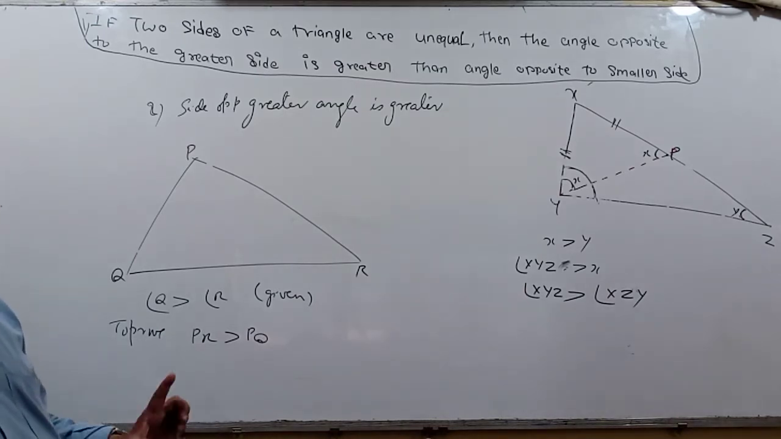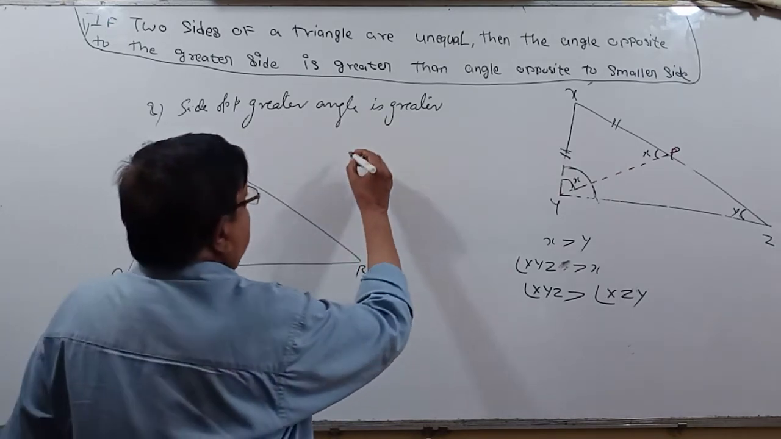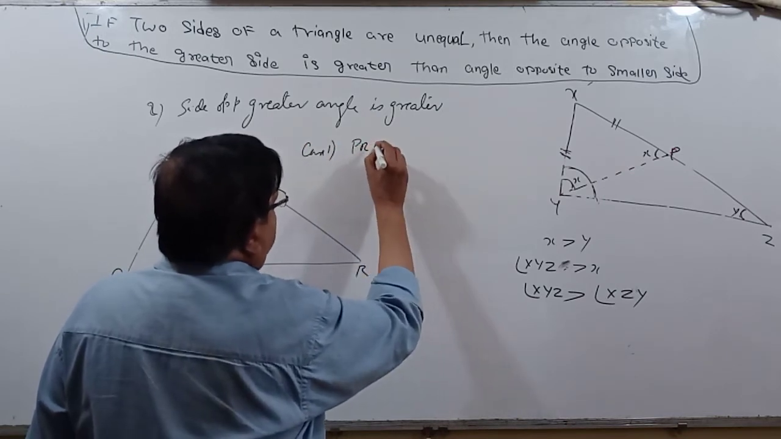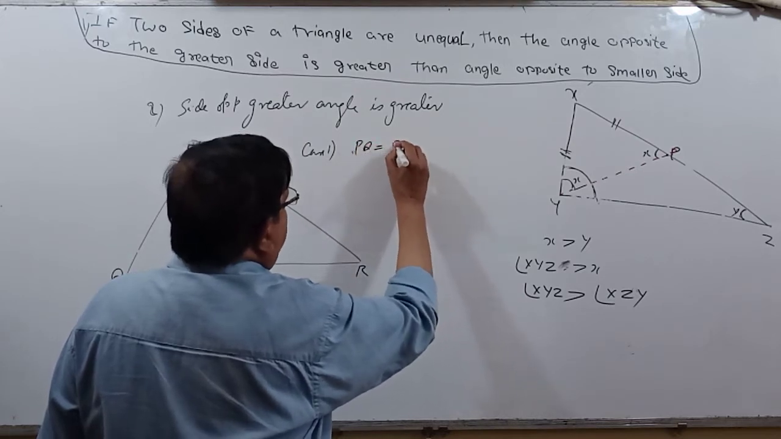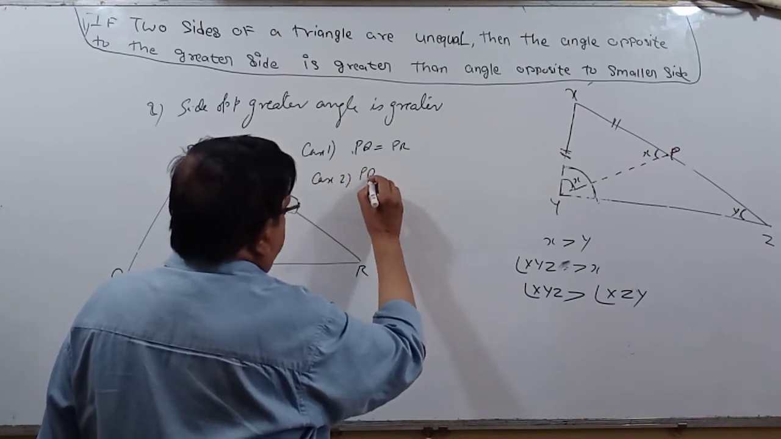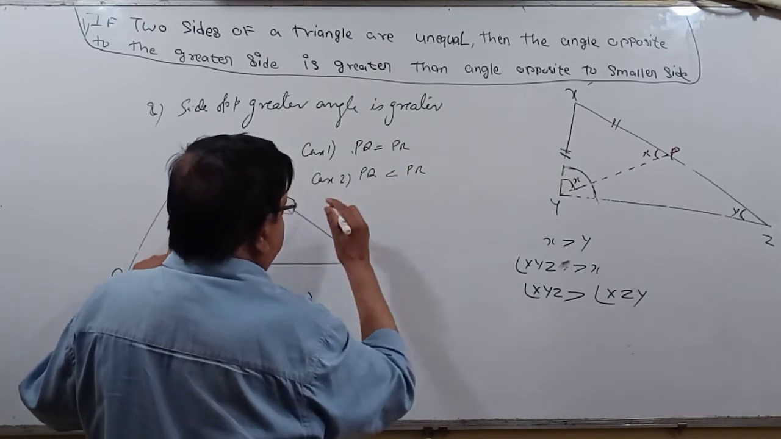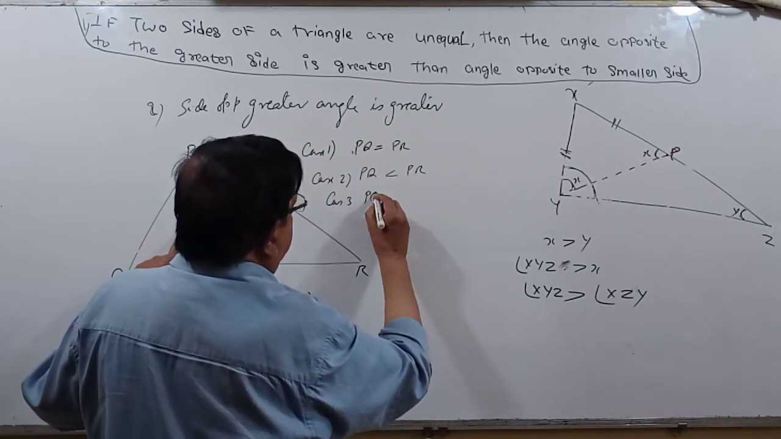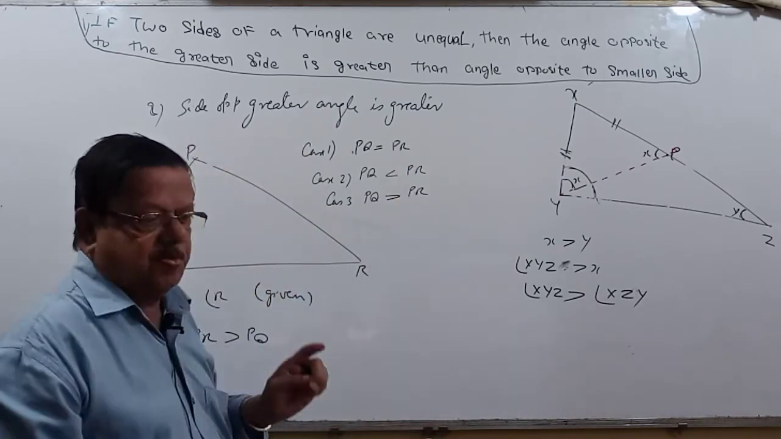We can do it by a very special method. There can be only 3 cases. Case 1, PR equal to PQ. Case 2, PQ less than PR. दूसरा case 3, PQ is greater than PR. कोई भी एक ही पॉसिबल है.